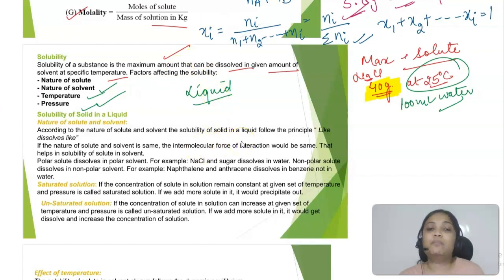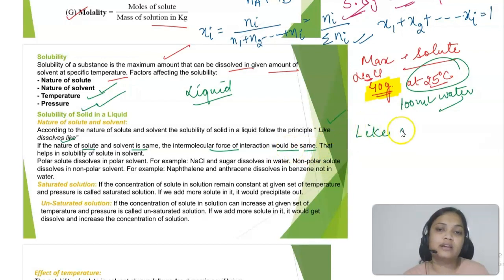Students, you might have heard of this line: like dissolves like. Sugar and salt readily dissolve in water, but naphthalene and anthracene don't dissolve in water, though they dissolve in benzene. Now why is that so? Because if the nature of solute and solvent is the same, the forces of attraction would be the same and it helps in solubility. That means like dissolves like.